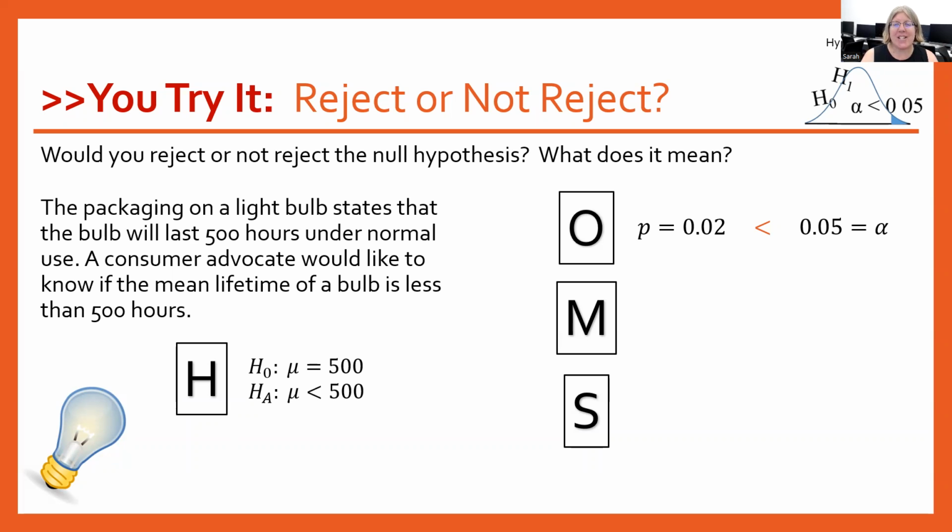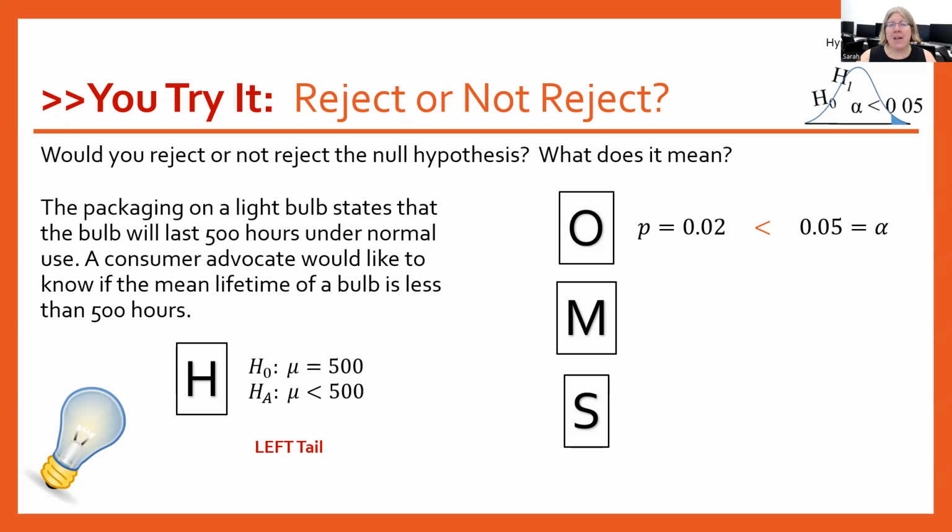So let's take a look at this first one together. The packaging on a light bulb states that the bulb will last 500 hours under normal use. A consumer advocate would like to know if the mean lifetime of a bulb is less than 500 hours. So our null hypothesis is that mu is equal to 500, and our alternative was mu is less than 500. So that less than is telling us that we have a left tail test.